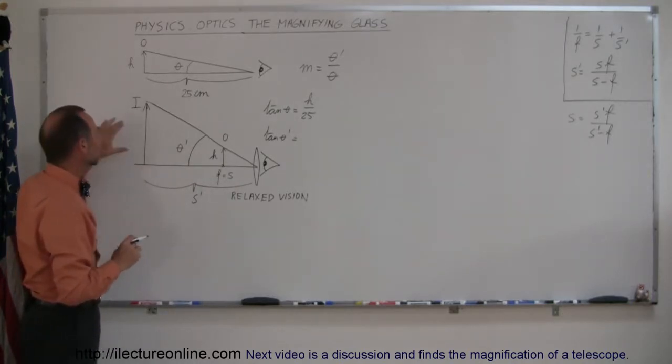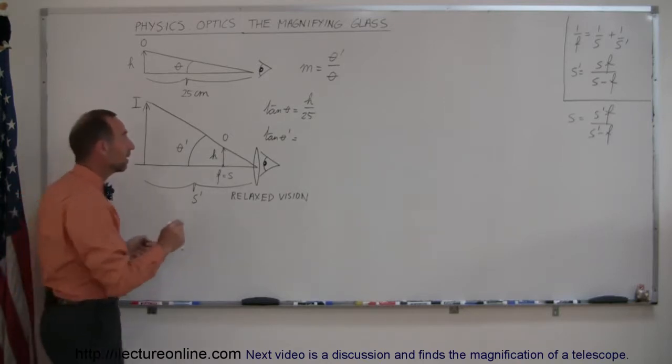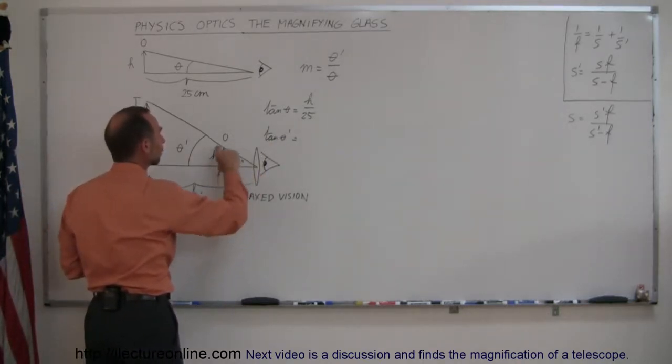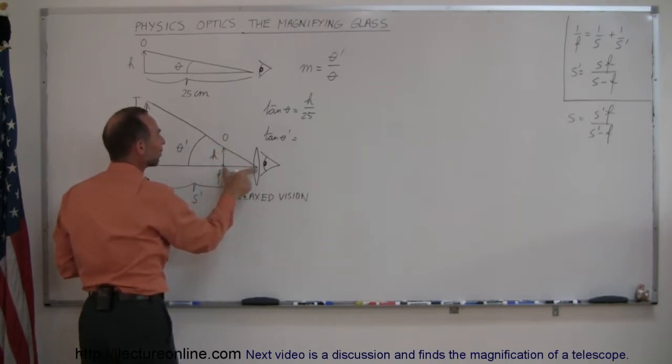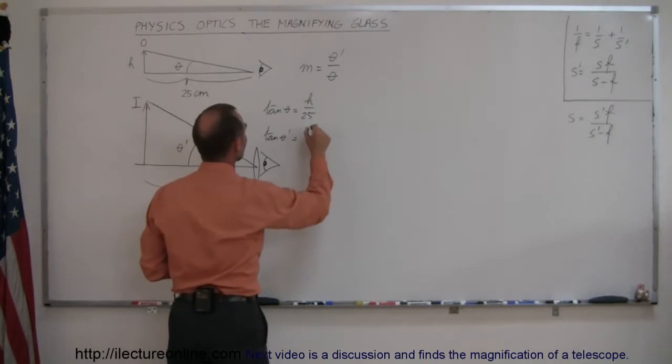Of course, we don't know what the height of the image is, we don't know what the distance to the image is, but what we can do instead is take a look at this triangle right here, and tangent theta prime would be equal to the height of the object divided by the distance here, which is equal to the focal length of the lens. So that would be equal to h over f.